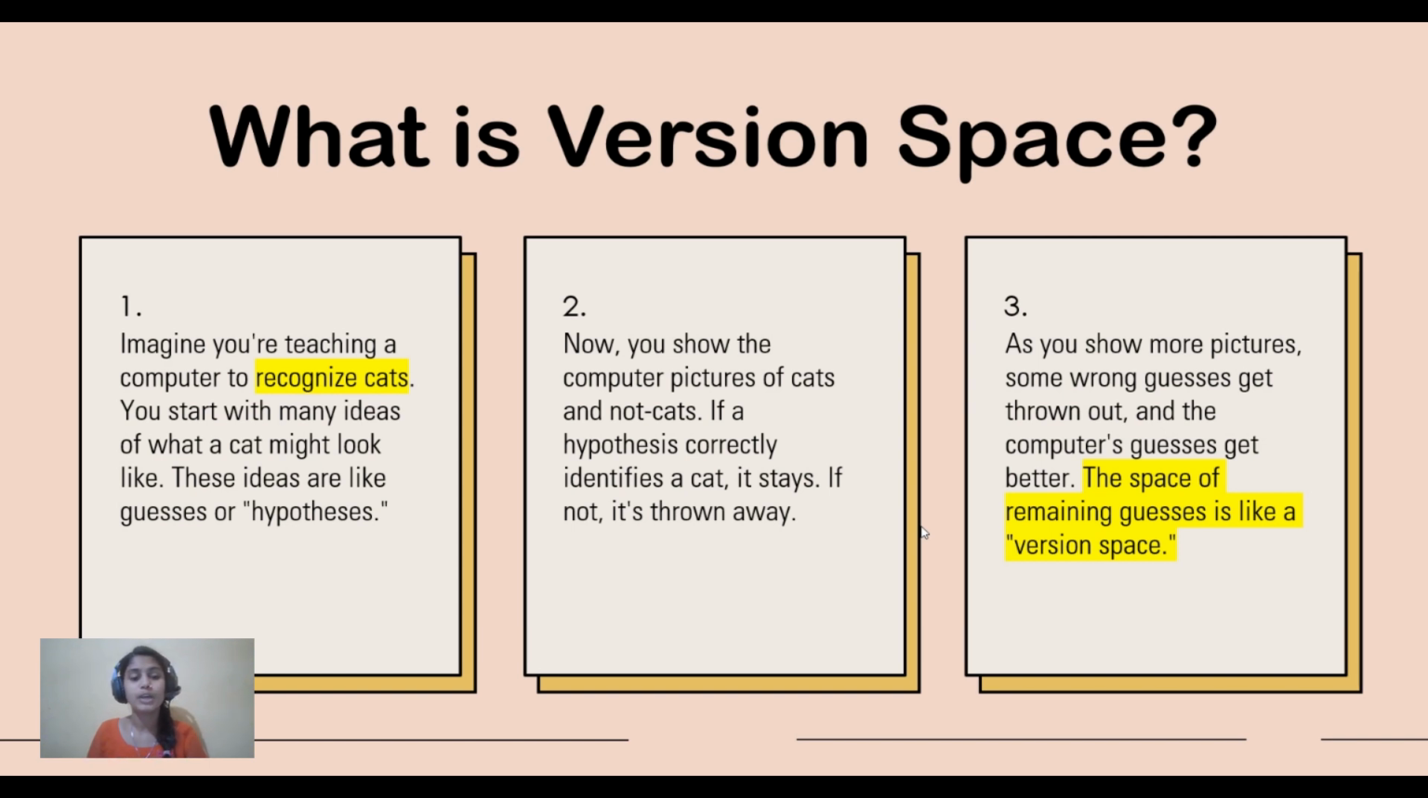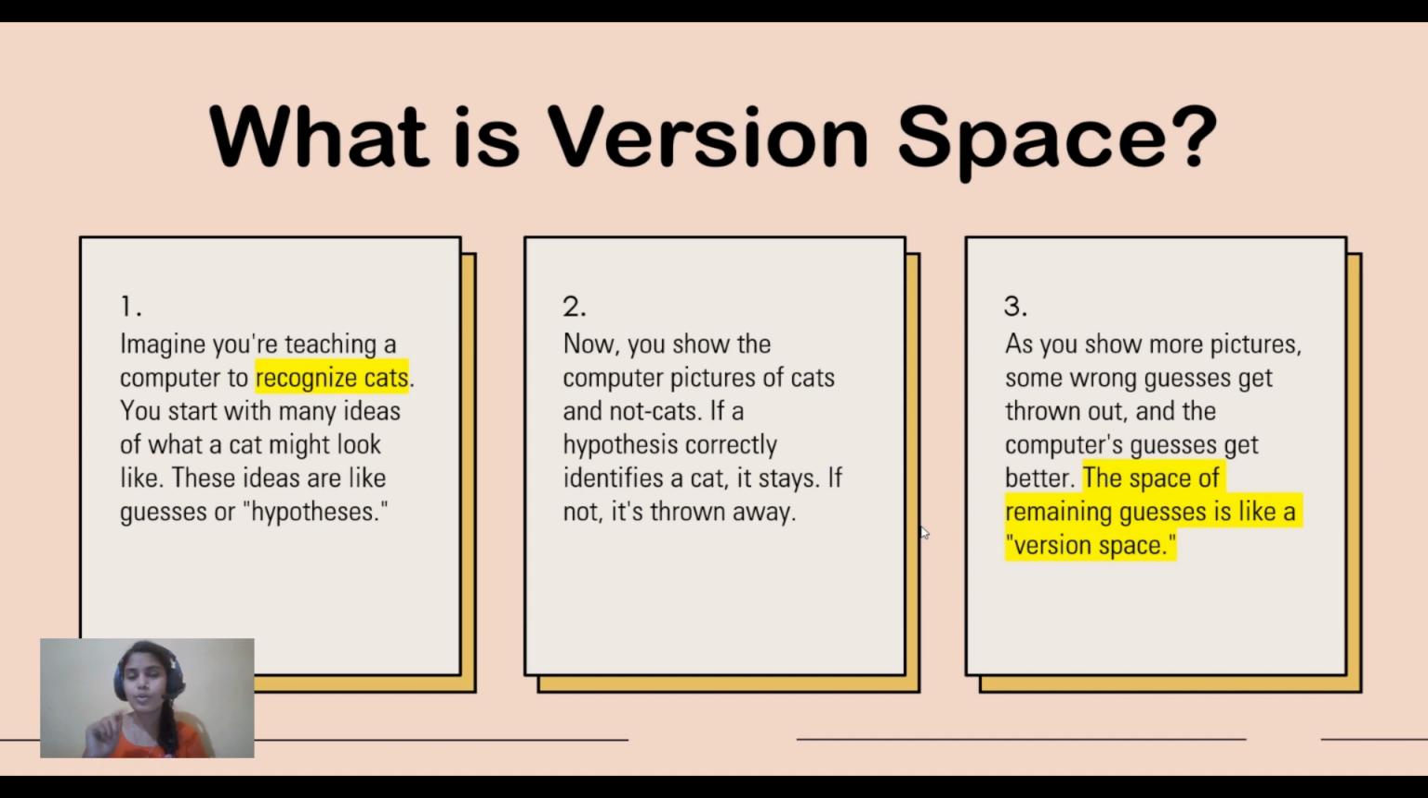Imagine you are teaching a computer to recognize cats. You start with many ideas of what a cat might look like. These ideas are like guesses, and they are called hypotheses. Now you show the computer pictures of cats and not cats. If a hypothesis correctly classifies a cat, it stays. If not, it is thrown out. As you show more pictures, some wrong guesses get thrown out and the computer's guesses get better. The space of remaining guesses is called version space. So, did you understand it? No? Then I am here to explain it.